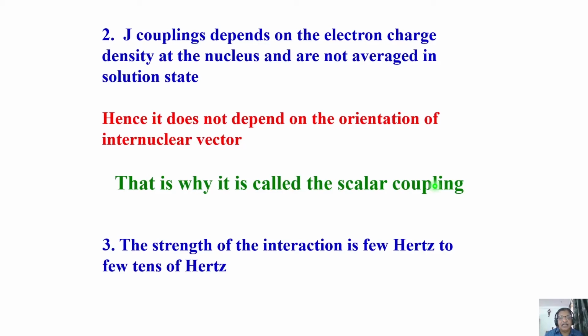The strength of interaction is a few hertz to a few tens of hertz. Let us say the two protons are J coupled. How do you expect its interaction strength? It is always expressed in hertz. J is always expressed in hertz. Remember, chemical shift was expressed in ppm, delta, but J is always expressed in hertz. So it can be a few hertz, 10 hertz, 5 hertz, close to 0, maybe 0.1 hertz, to a large value. In a heteronuclear case, it can be very large also. So it depends upon the coupling strength, whether it is homonuclear or heteronuclear.